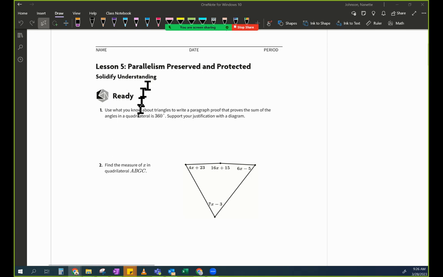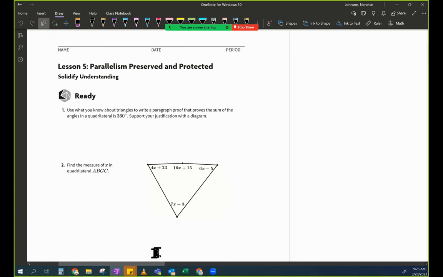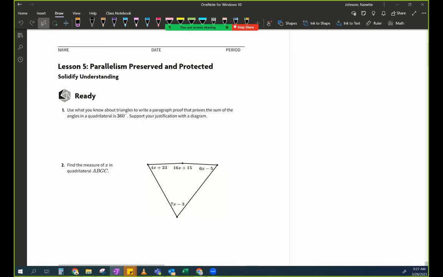Okay. So the first question says use what you know about triangles to write a paragraph proof that proves the sum of the angles of a quadrilateral is 360 degrees, and then support your justification with a diagram. I am not going to write the proof for you, but I am going to draw a picture for you just so you can see what it's going to be. Mainly because your test tomorrow has some proofs on it, so I want to make sure that you're comfortable with it. Now, don't get bogged down by the statements and all that other stuff. Just know that you can get a pretty good understanding of this.